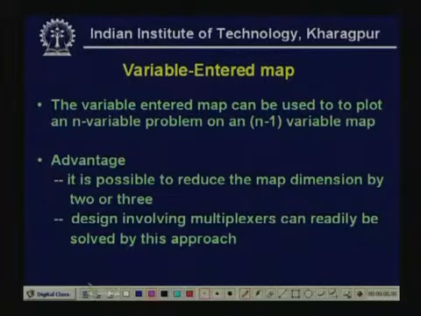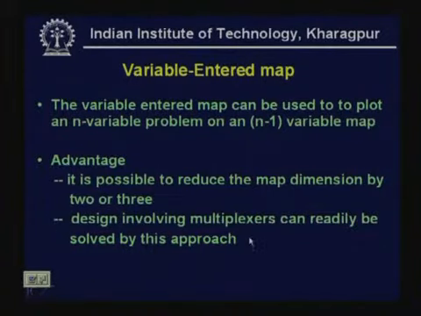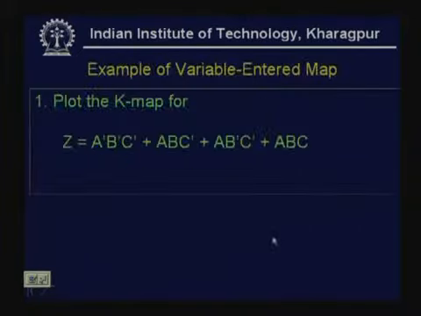So, now we see how it differs from the normal K-map. We take one example. Plot the K-map for Z equal to A' B' C' plus A B C' plus A B' C' plus A B C.